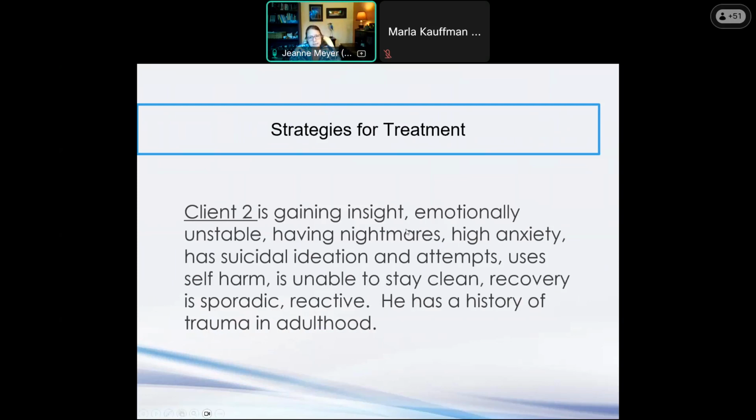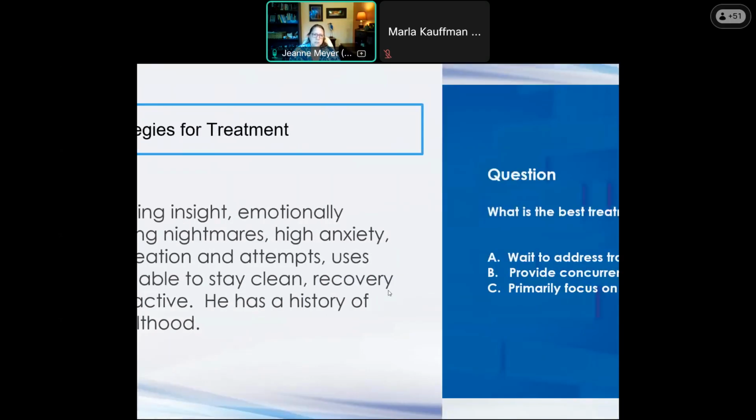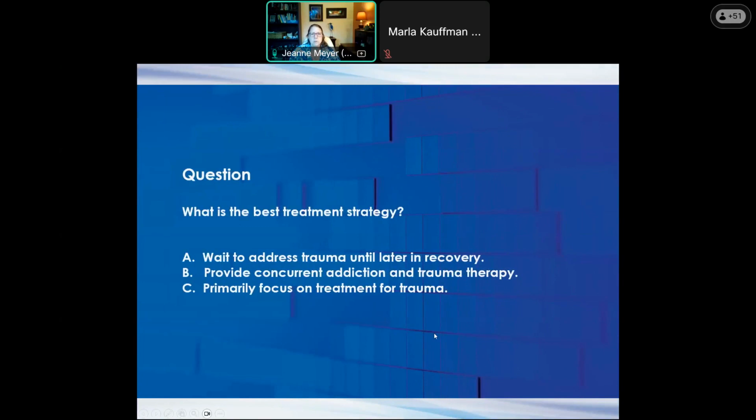So he is gaining insight, but he's emotionally unstable. He's also having nightmares, high anxiety, suicidal ideation, and attempts. Uses self-harm, is unable to stay clean. Recovery is sporadic and reactive, and he has a history of trauma in adulthood. So here's our question again. What do you think the best treatment strategy would be?